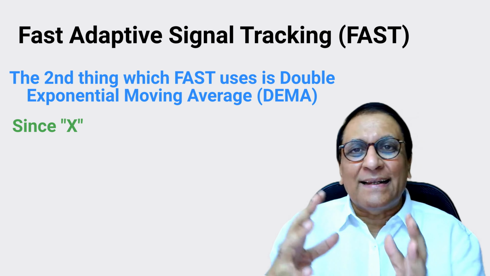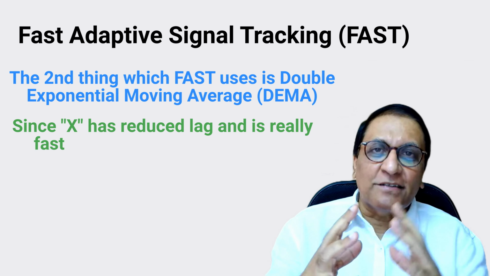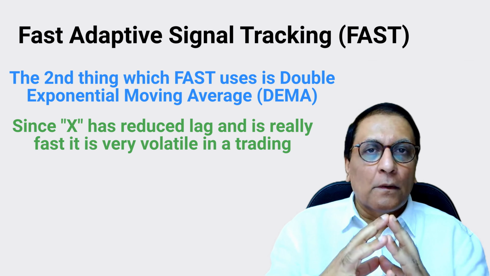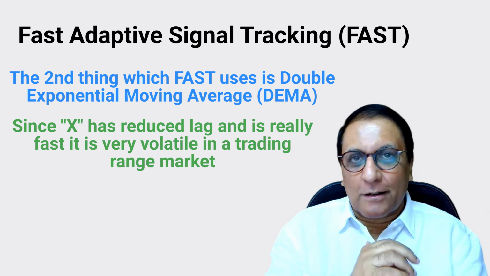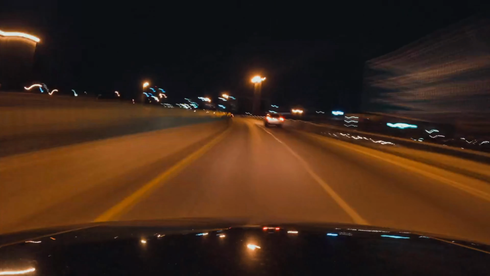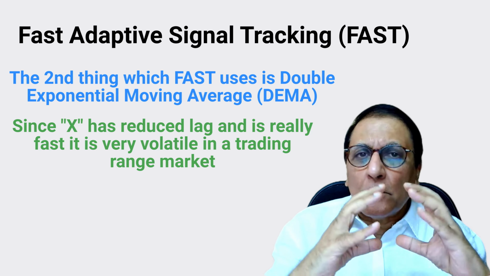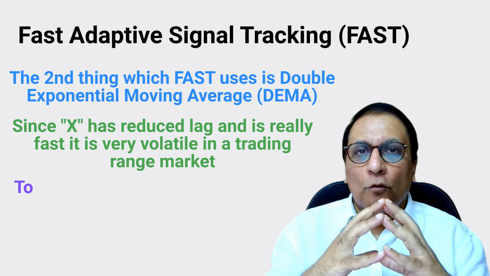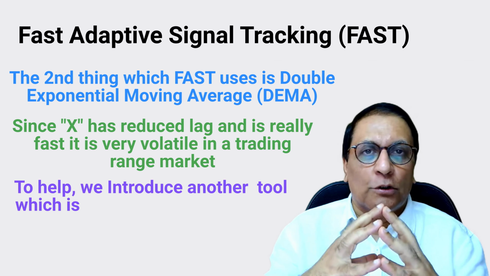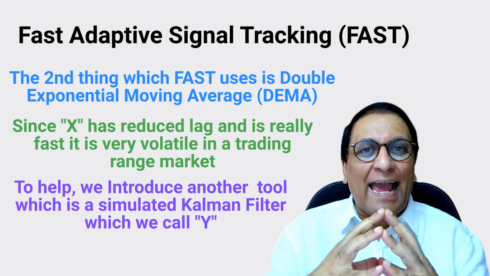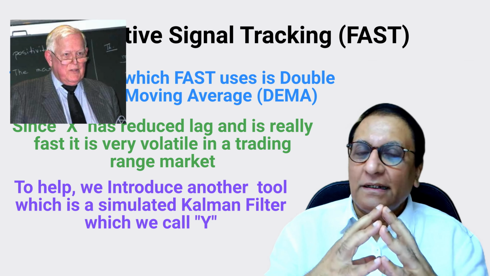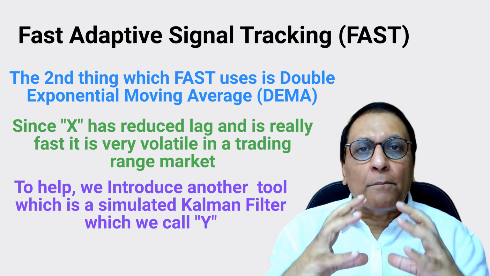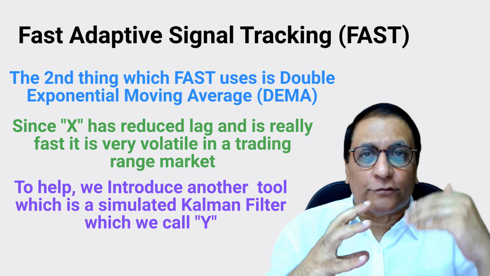Since X is using lag reducing mathematics and is really fast with low lag, it opens itself up to rapidly changing and misbehaving in a trading range market. So that's like sitting in a very fast car and feeling uncomfortable with the speed. So what do we do to make the lag comfortable? We introduce another mathematical tool, which is a simulated Kalman filter. It was formulated by a person called Rudolf Kalman in 1960. We will call it Y, the Kalman filter, which is a simulated version of the original.